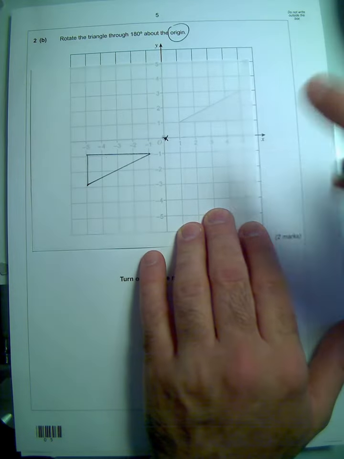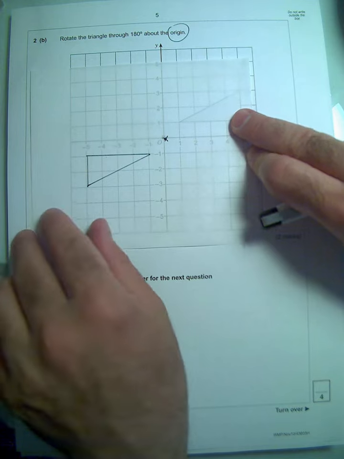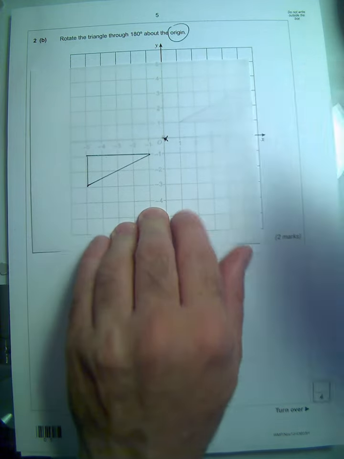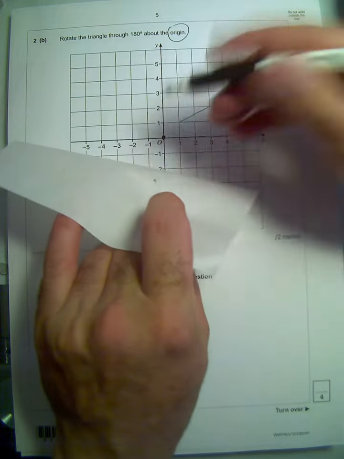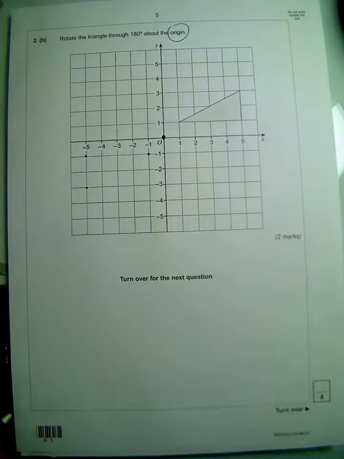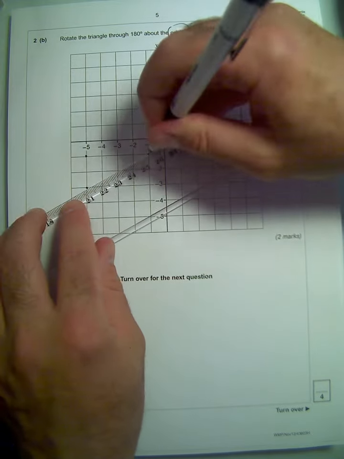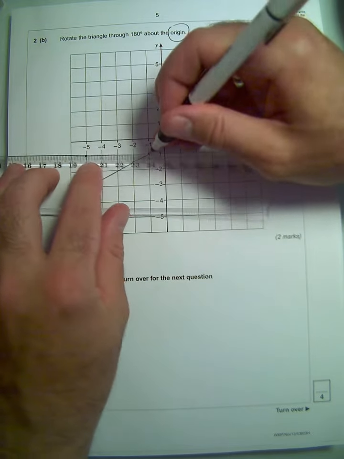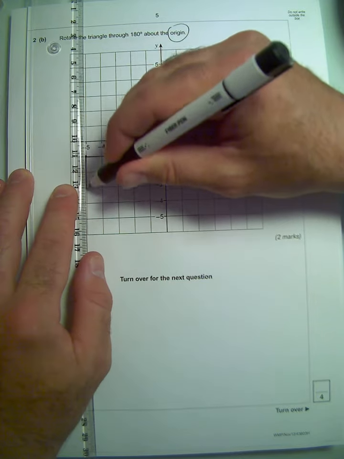So you can cheat a bit, it's not cheating, it's perfectly well allowed to figure out where the graph is going to go, and it's going to go over there. So I can just lift this up a bit and put those points in. And my new triangle goes there.